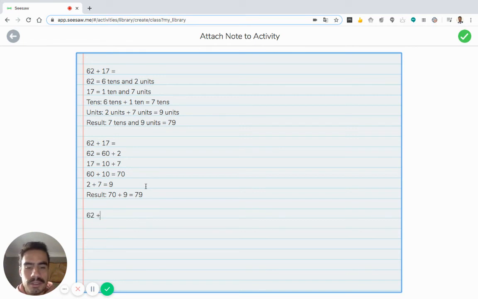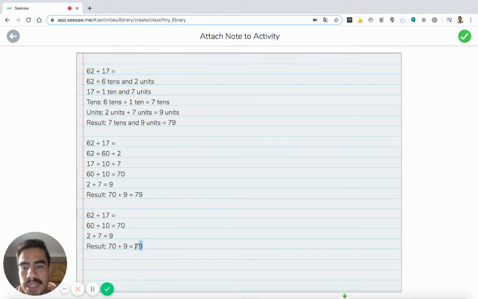And now we can do in the third way. If you're feeling more confident, you can go straight to partitioning using 60 plus 10 and 2 plus 7. 60 plus 10 equals 70, 2 plus 7 equals 9. And the final answer will be 70 plus 9 equals 79. So also in this second example, in the three ways that we practiced, we all arrived in the same answer, 79. But we arrived using three different ways.